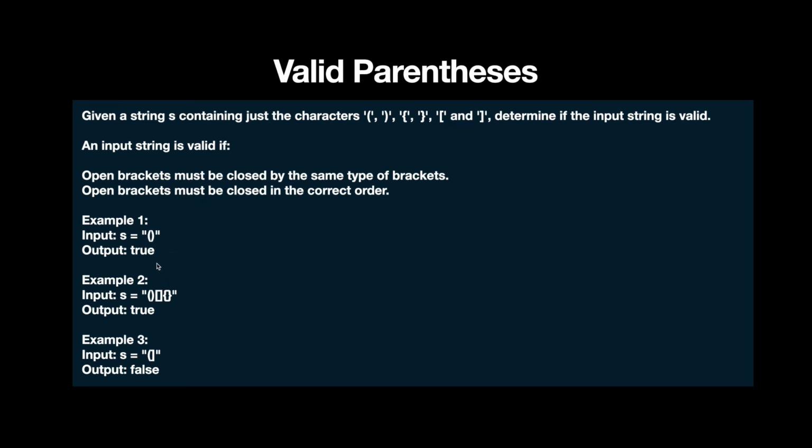So this is true. The output would be true or false, depending on whether the parenthesis was valid or not, right? So this is also true. Over here, if you see, this opening bracket has to be closed by this one only, and this is being closed by this one, so it does not satisfy. It is not a valid parenthesis, so we return false.